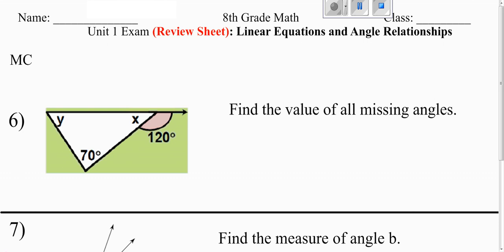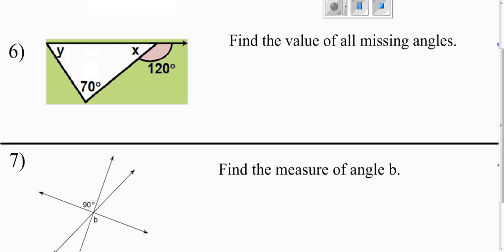Number 6, you need to find all the missing angles. So they give you an exterior angle, that's 120 degrees. You know that an exterior angle and the angle next to it form a straight line. You can tell by drawing that semicircle and seeing that they're on a straight line, which means they add up to 180. So 180 minus 120 equals 60. So x equals 60 degrees.